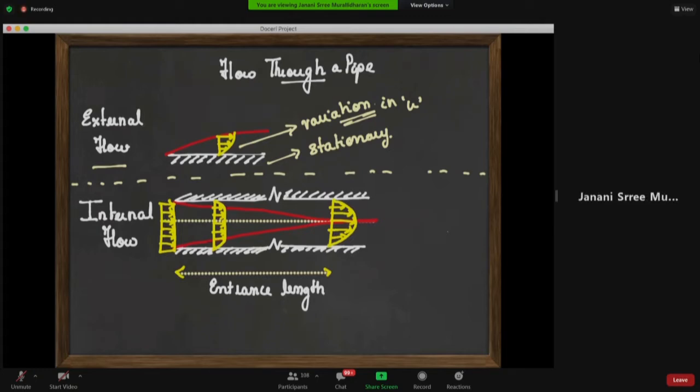profile which is developing, or a velocity profile which is already developed, because the treatment is slightly different for both. What do I mean by this construct or this terminology that I've used, right?